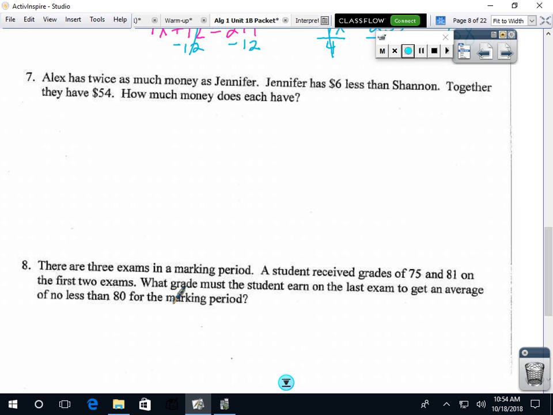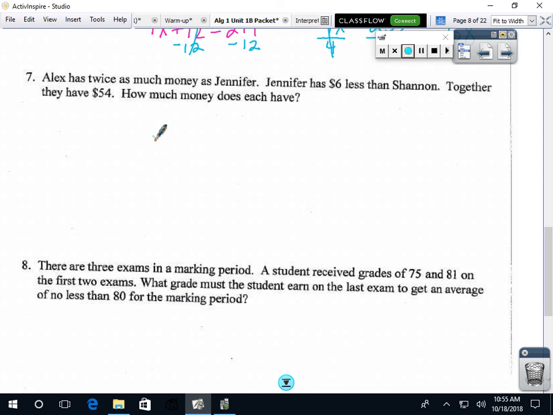We got 2 more problems that I want to get done before we have our break. Number 7, Alex has twice as much money as Jennifer. Jennifer has $6 less than Shannon. Together, they have $54. How much money does each have?